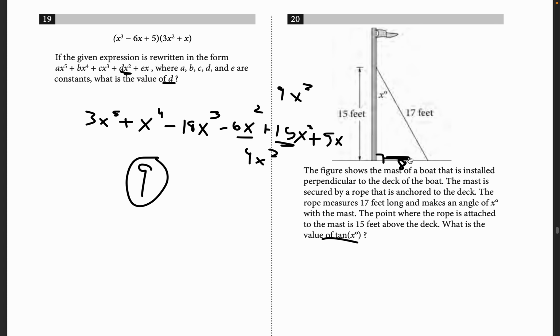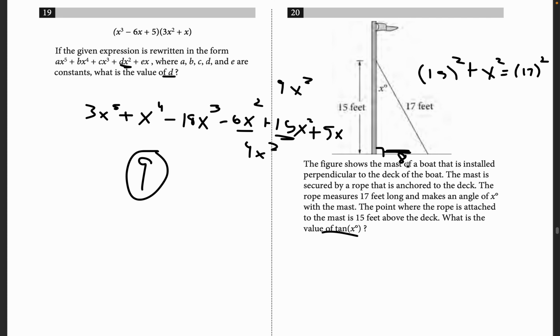You could do it like that also. Because we know this, we can do it. You can do the Pythagorean, it could be 15 squared plus x squared equals 17 squared, and then just subtract it. Or you could just do the Pythagorean triple way. So this will give you 8.